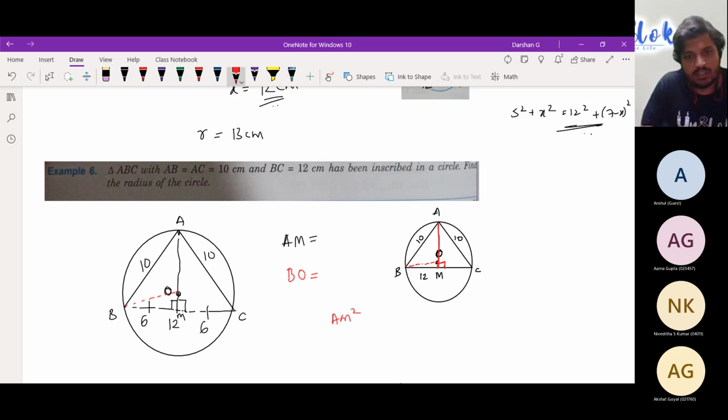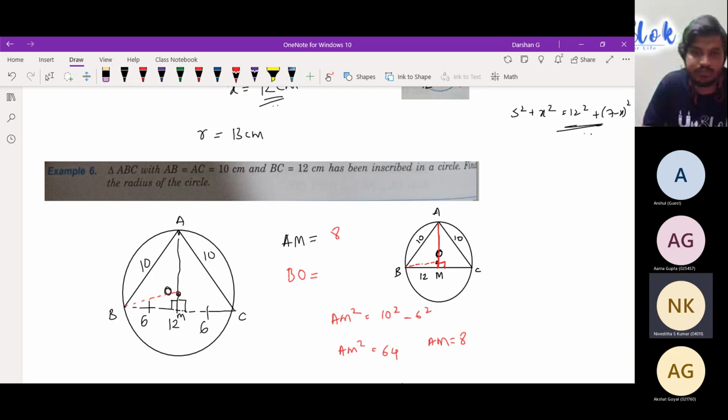So AM square equals 10 square plus 6 square. Sorry, it's minus 6 square. I'm wrong. So that would be 100 minus 36, which is 64. So AM is 8. So the radius is 6.25 centimeter. Okay, got it. Yeah, so let's see. The answer is right.